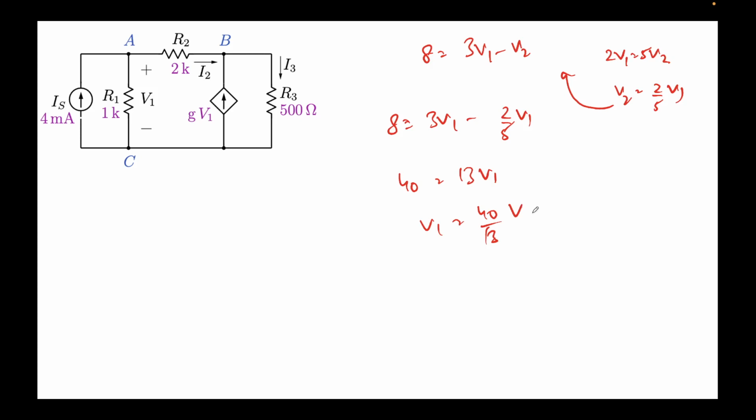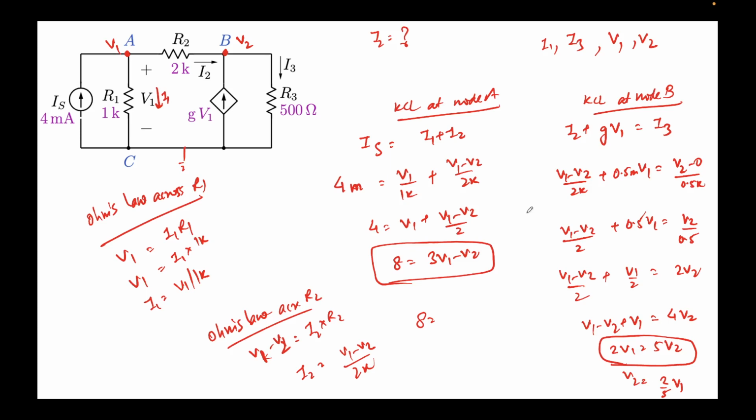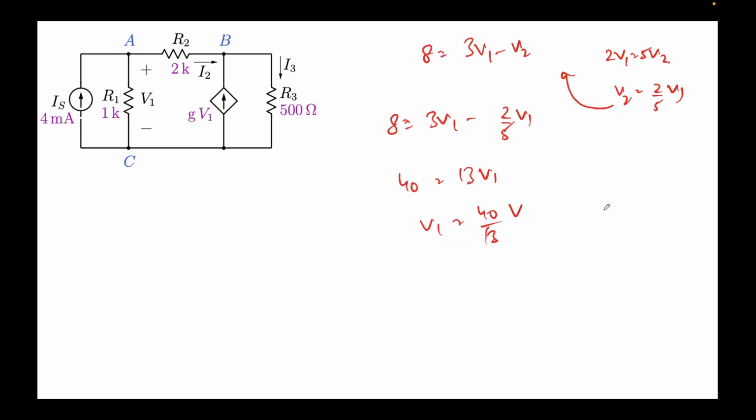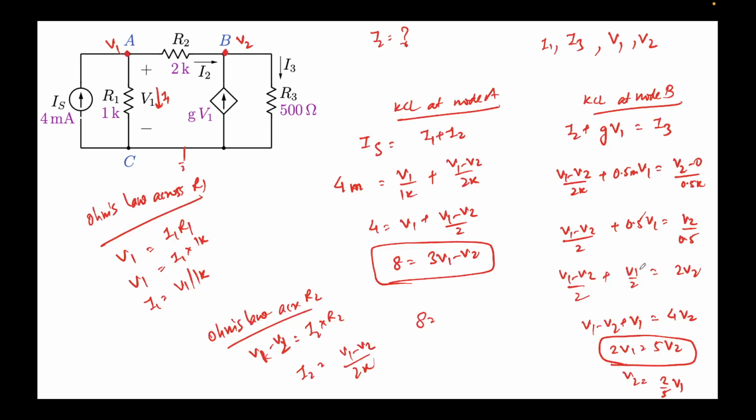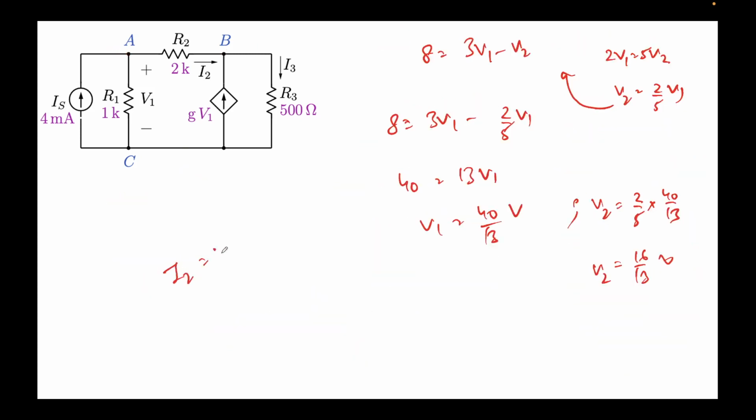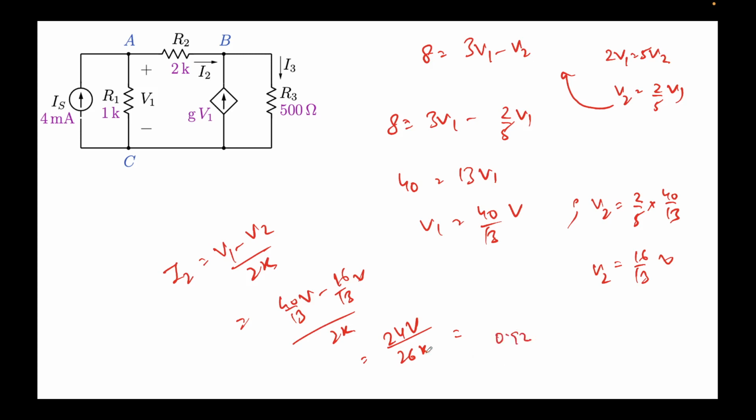So I have got V1, but I was required to find I2. Right, if I need I2, I need V2 also. So this implies V2 I can get 2 by 5 times V1, 40 by 13. So this will come out to be 16 by 13 volts. So this is V2, and I know from this expression that I2 equal to V1 minus V2 over 2k. So let's put the values. 40 by 13 volts minus 16 by 13 volts over 2k. So 40 minus 16 is, I think, 24 volts upon 26k. So 24 by 26 would be 0.92.